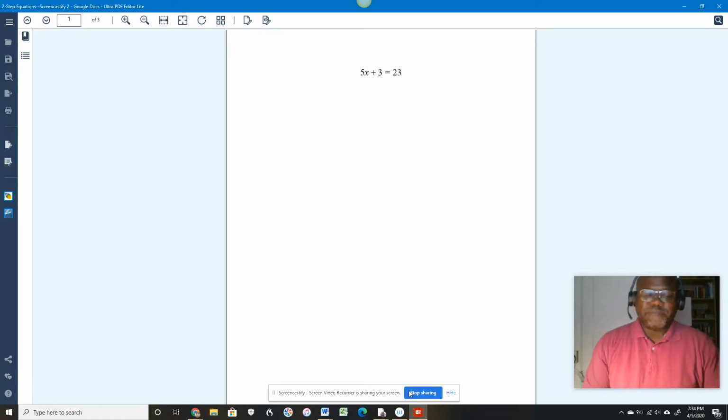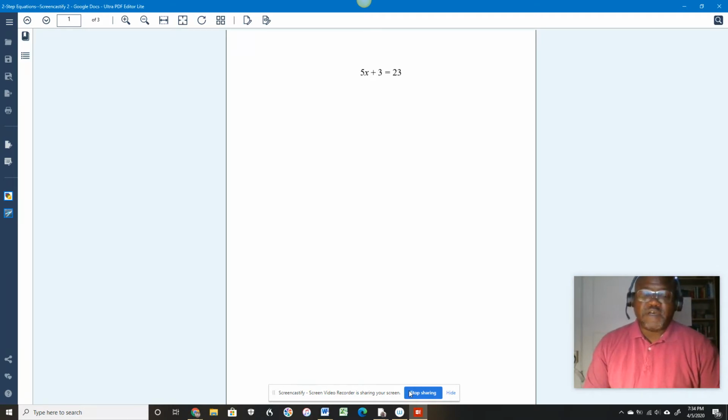Good morning, class. Today we're going to talk about two-step equations. Two-step equations are equations that require two steps to solve. Now let's look at this equation for instance. 5x plus 3 equals 23. We're going to solve it for x.